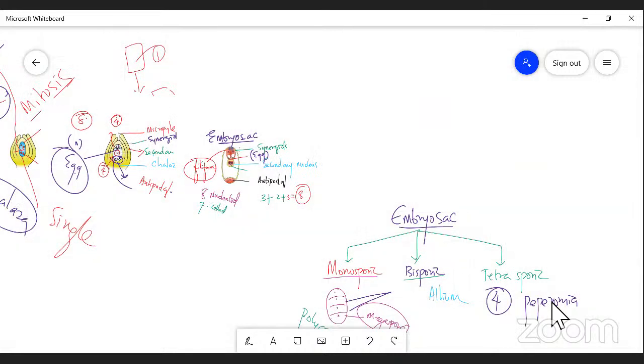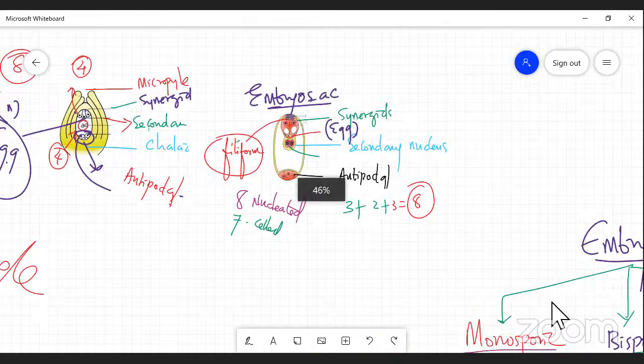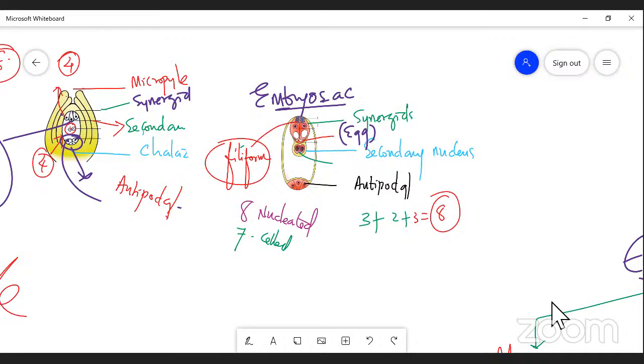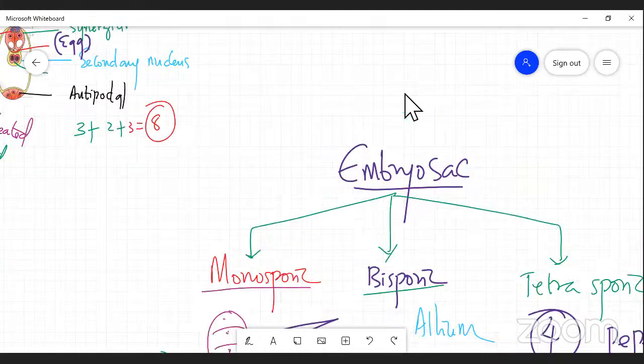Among these eight nuclei, you can see the synergids along with the egg, making 3 nuclei. And at the lower side, you can see the antipodal region that consists of 3 cells. At the center, you find the secondary nucleus, which has 2 nuclei. So totally, the embryo sac contains an 8 nucleated, 7 celled stage. That is known as the female gametophyte. And the development of this female gametophyte happens in 3 ways: one is monosporic, another is bisporic, and the third one is tetrasporic.